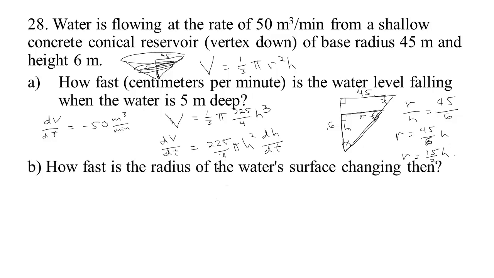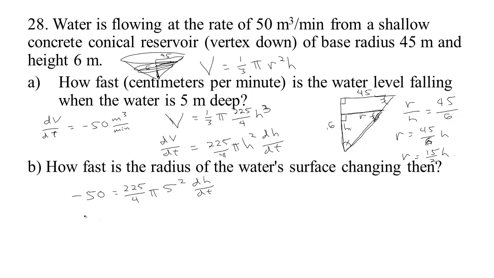Okay, and do I know enough? Yeah, so I know what dV/dt is. It's minus 50, and we have 225/4, and we have pi. And at this particular instant, the height we're told is 5 meters. So we have 5 meters times 5 meters times dh/dt. That's enough information for me to solve for dh/dt.